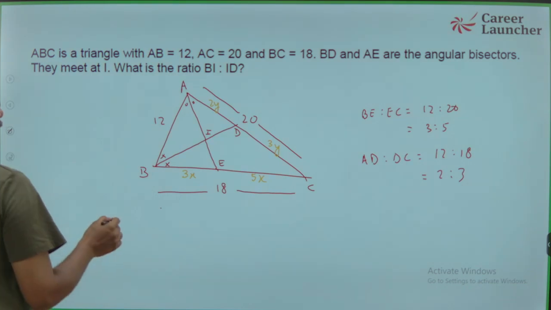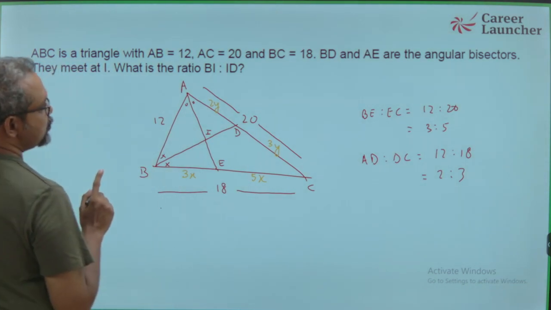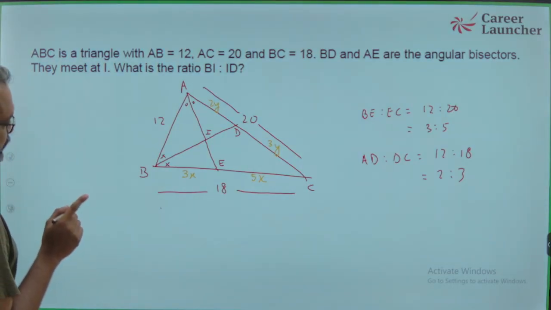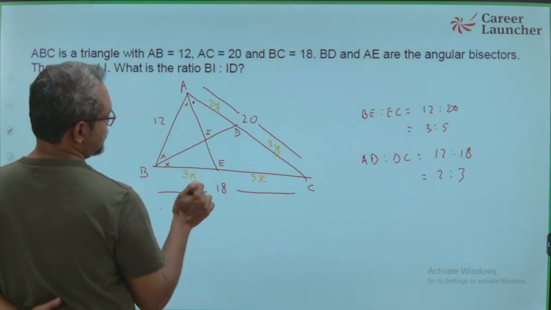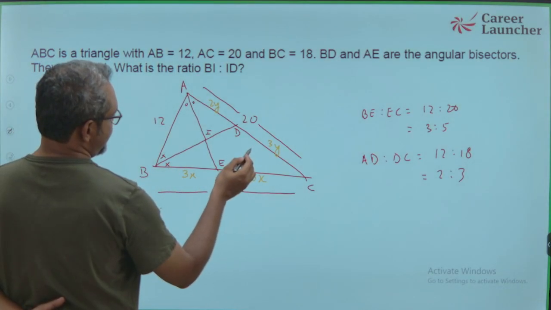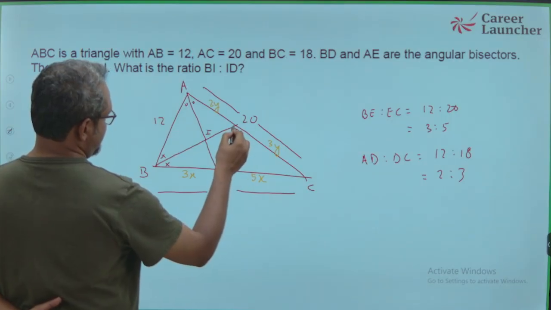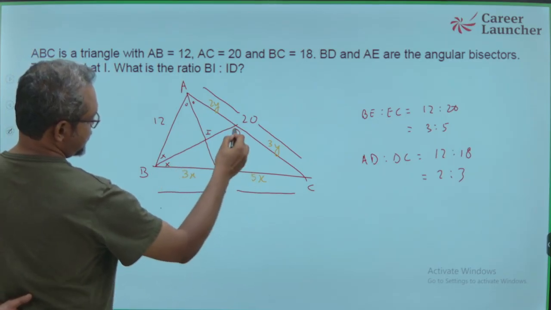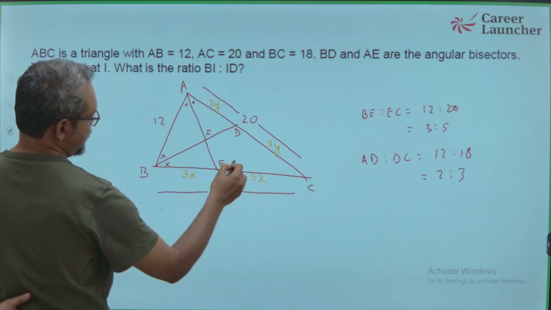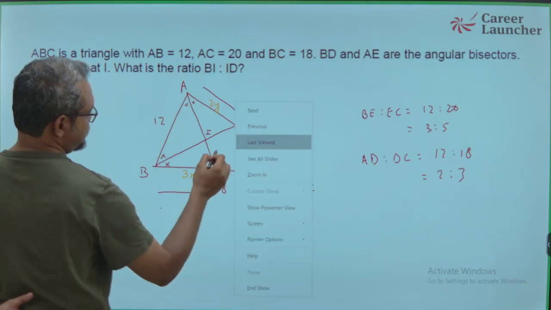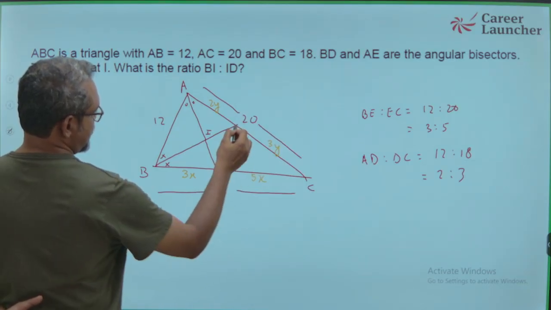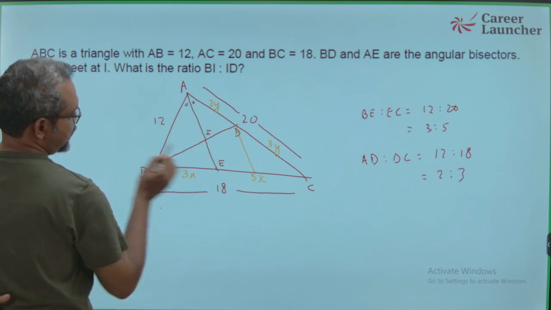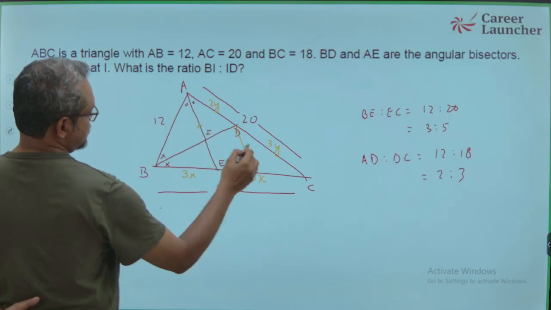Now what we do is, I need to find BI is to ID. So if I were to draw a line like this, parallel to AE, let's call that F.